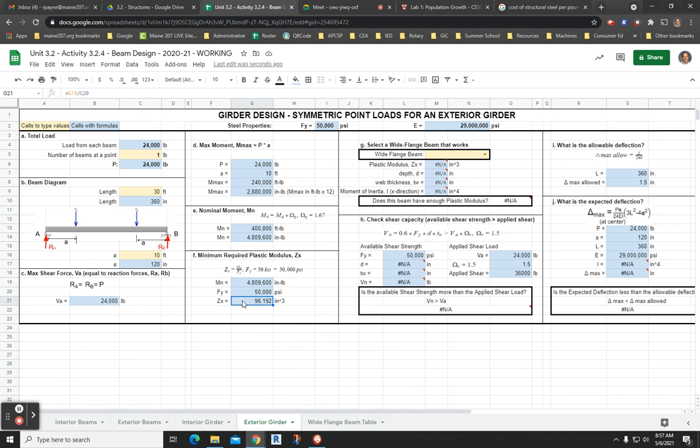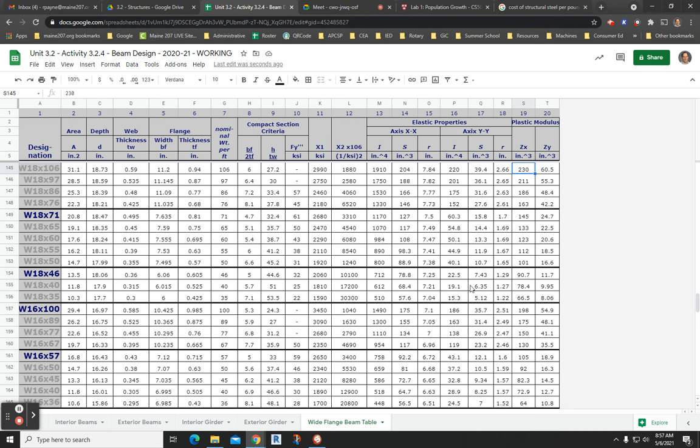So the plastic modulus that I need is much less. It's only 96 instead of 192. And so I'm looking for 96 now. I'll stick with the 18 because in terms of uniformity, if I can have my interior and exterior girders be the same, then things will just be generally easier. So I needed a 92, if I remember correctly. That's a pretty big jump from 18 by 71 to 18 by 76. Something tells me the 18 by 76 will work pretty well, though.